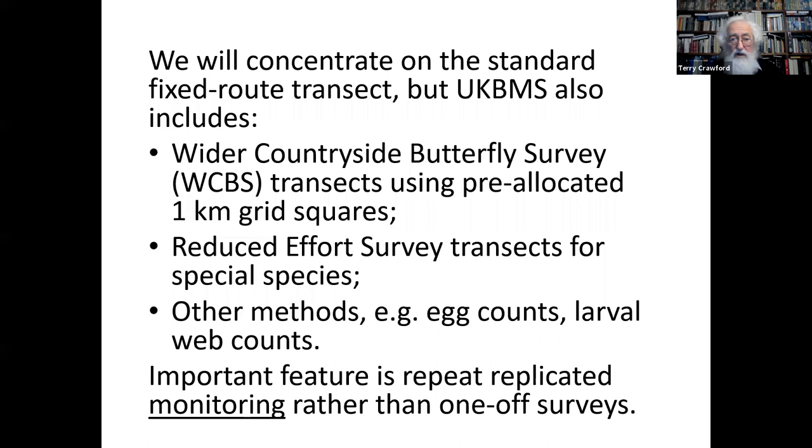Where we have a special rare species in an area, then there are transects that focus just on that species at the time of the year when that species is in flight. They're called reduced effort surveys. And there's other things like egg counting, like for the white-letter hairstreak, and larval web counts and so on.